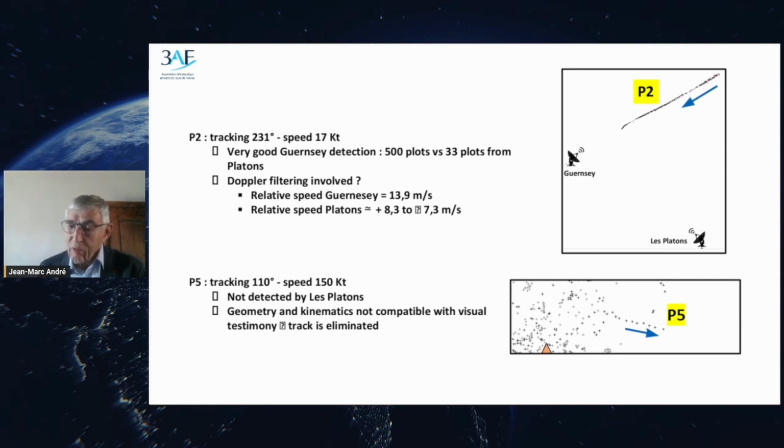P5 is tracking 110 degrees, and the speed measured and calculated is 150 knots. It's the maximum speed we could find in the investigation. It's perpendicular to all other tracks, and we note that there are no Les Platons plots in this track.